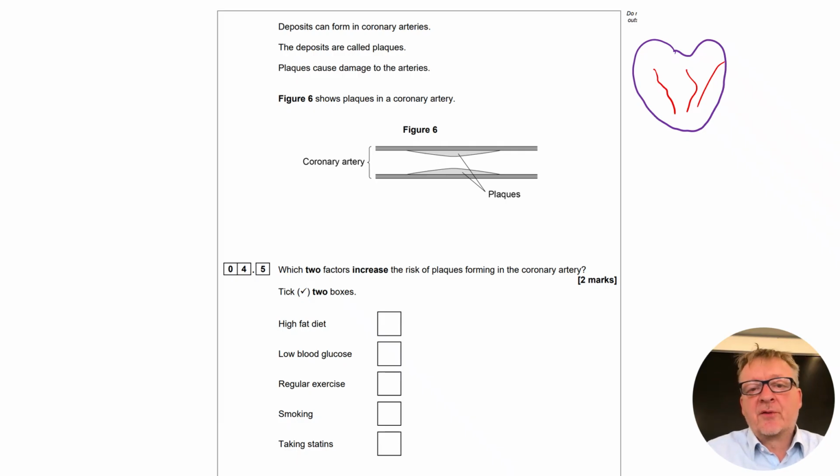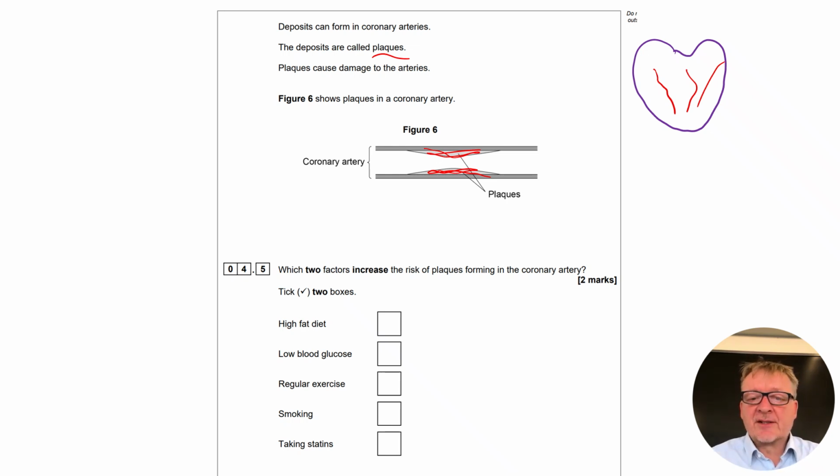Deposits can form in coronary arteries. The deposits are called plaque. Plaques cause damage to the arteries. Figure 6 shows plaques in a coronary artery. There we go, a bit of plaque there. Sounds a bit like your teeth, doesn't it? Plaque. And there's a coronary artery.